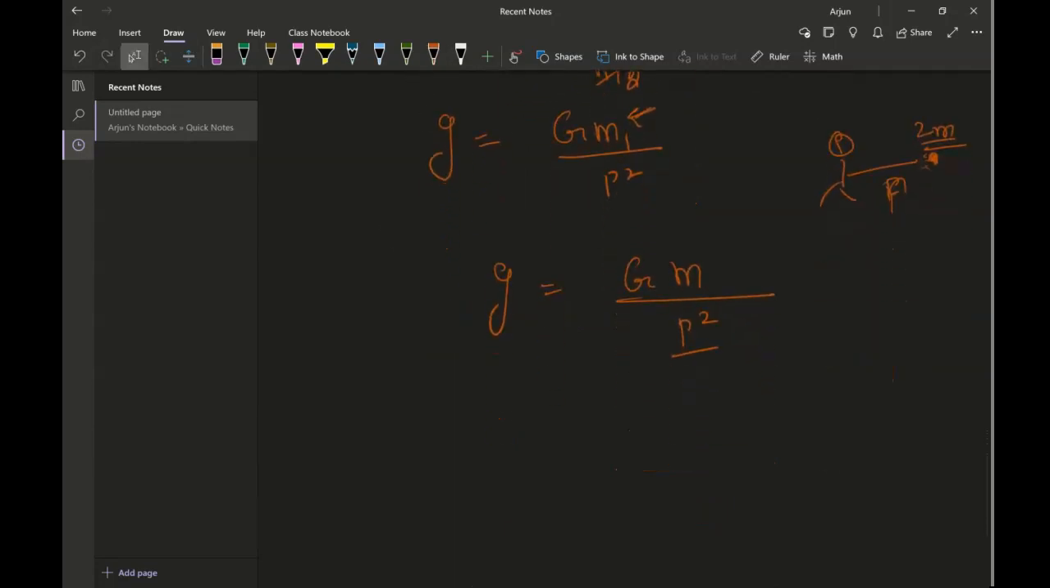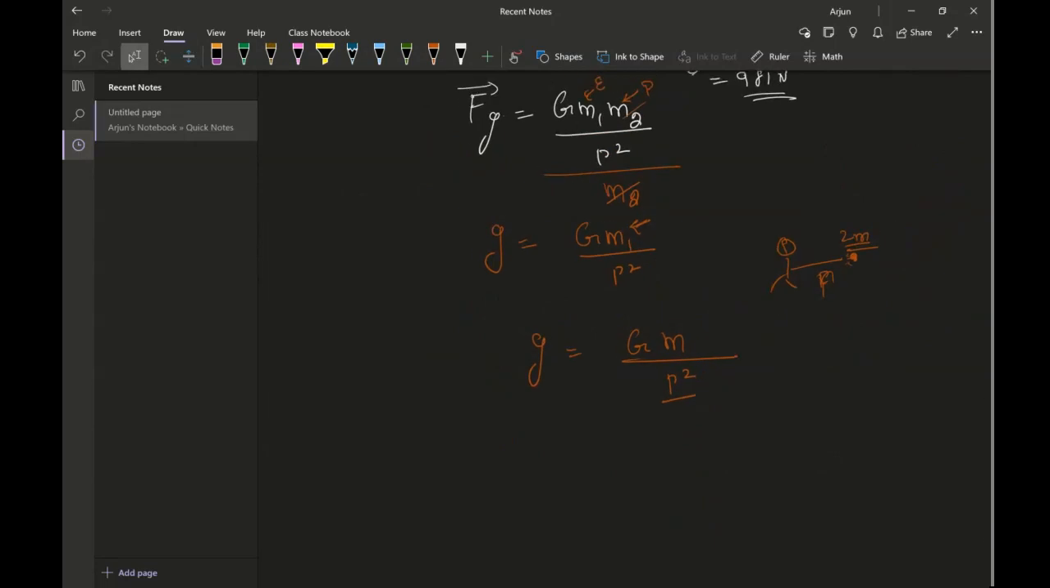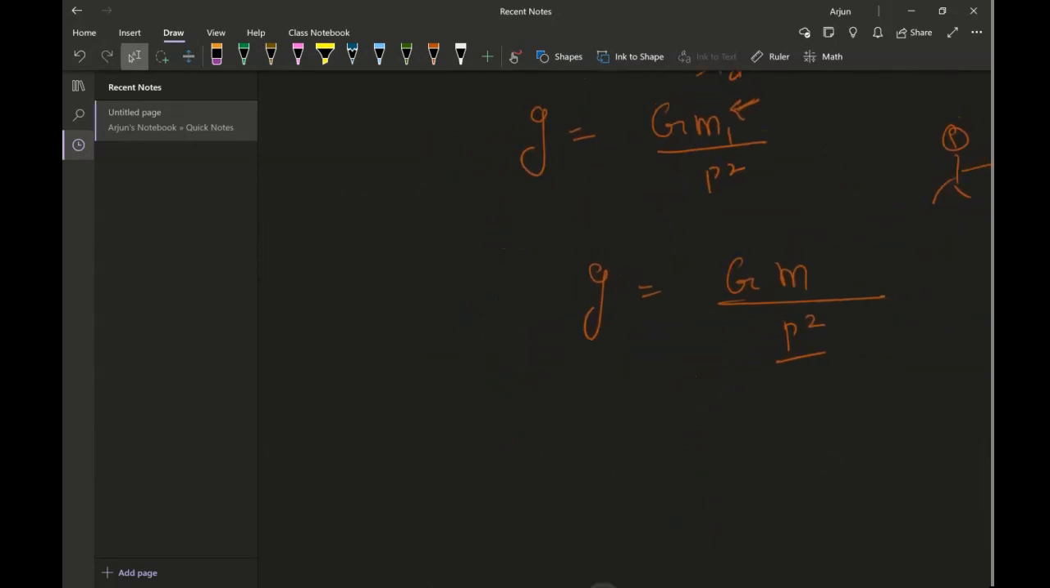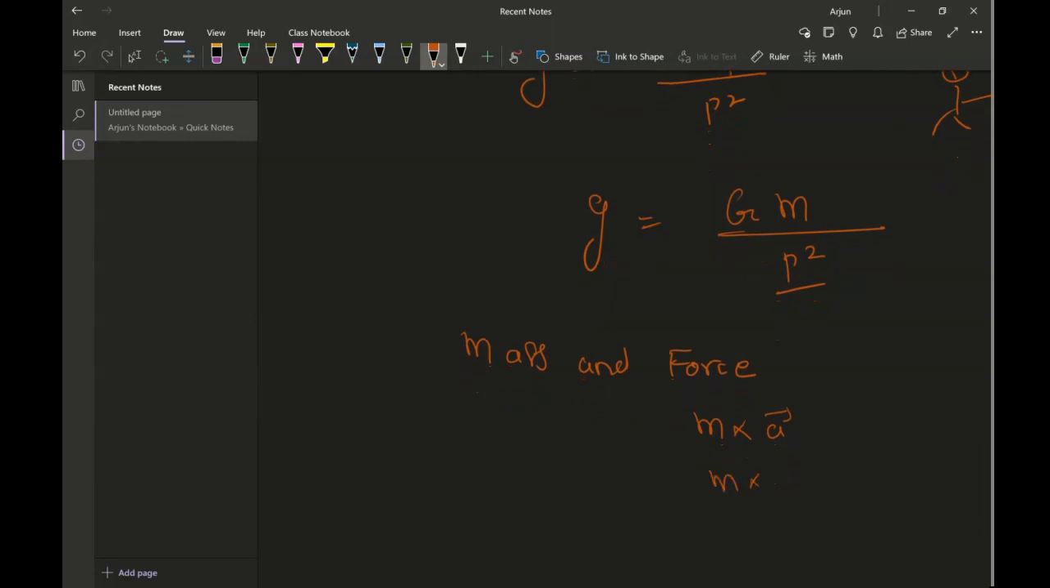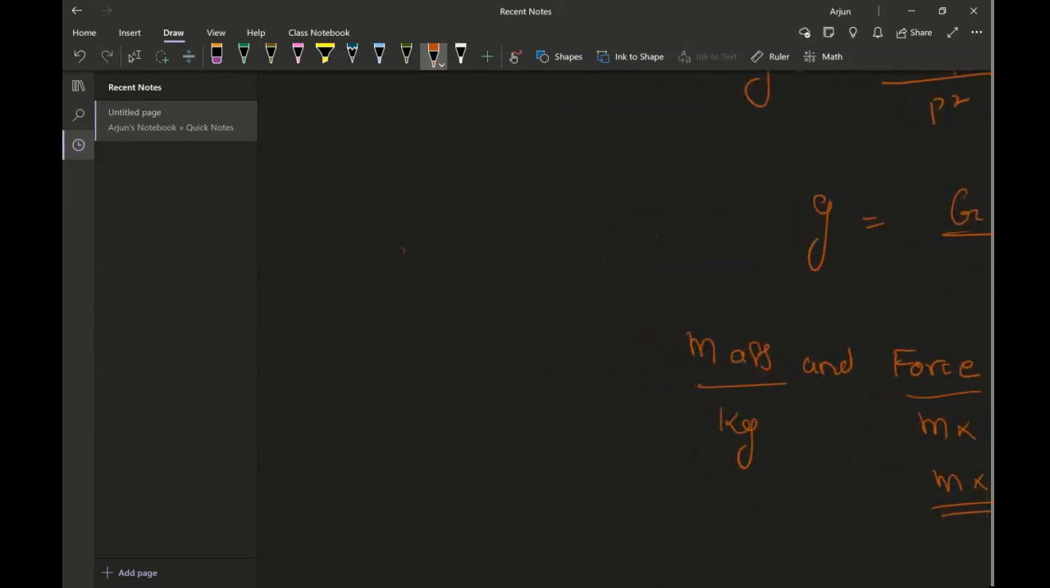So hopefully you understood this concept. One more concept before I finish the class: there is a difference between mass and force. Force is always a product of mass and acceleration. In the case of Earth, it becomes acceleration due to gravity, mg. The unit of force is always Newton. Mass is in kg.